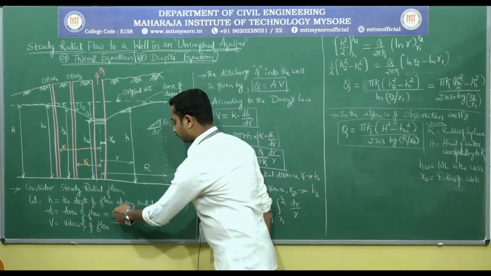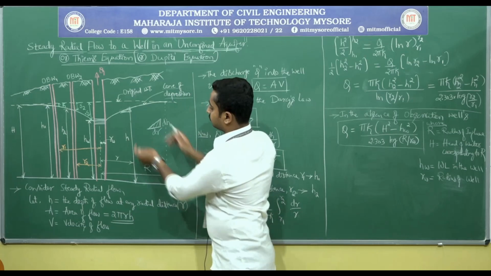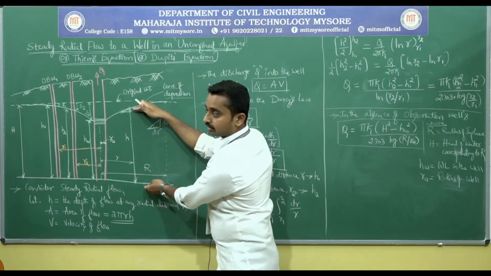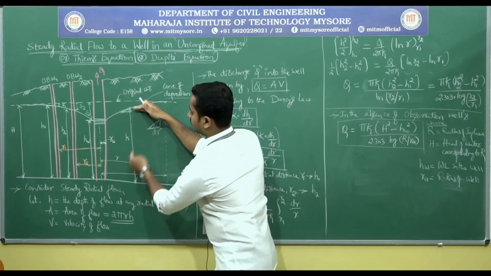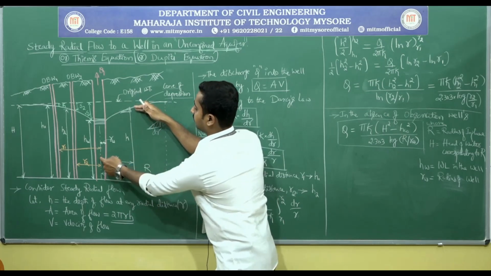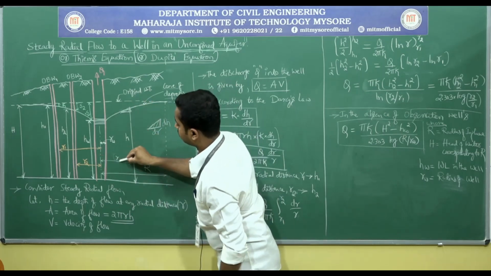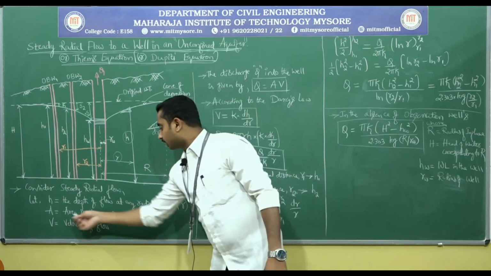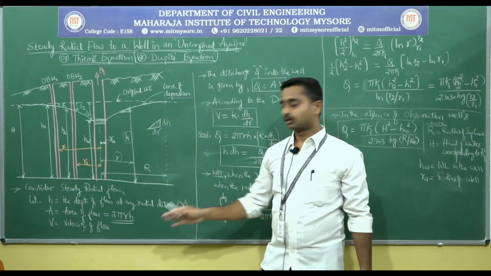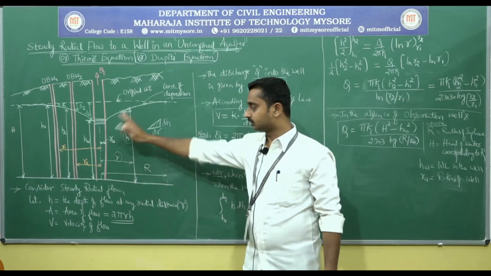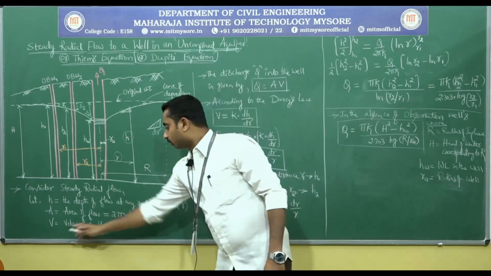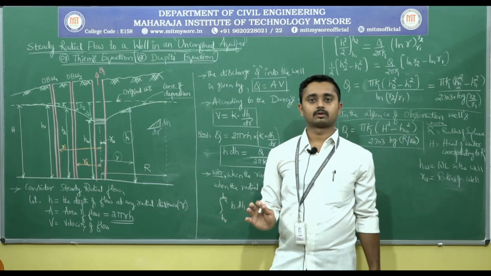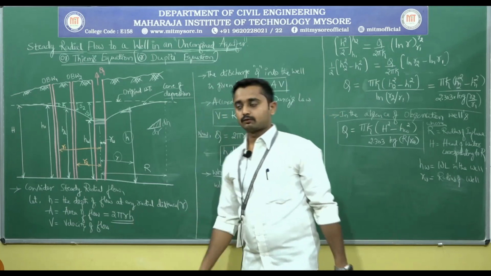The depth of flow at any radial distance R. So this is H, the depth of flow at any radial distance R. A means the area of the flow, 2 pi RH for this pumping well. V is the velocity of the flow.